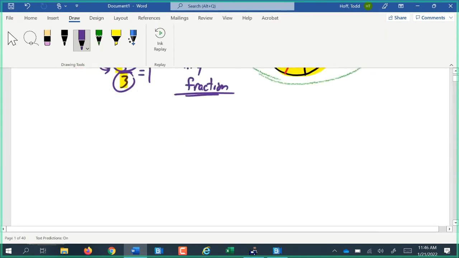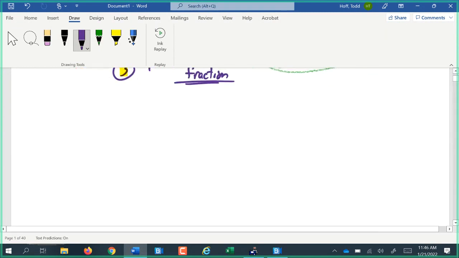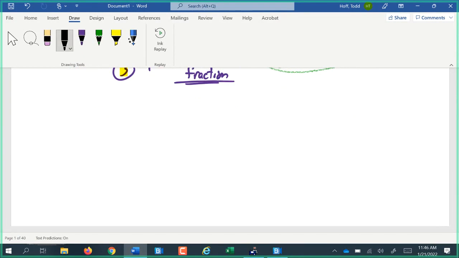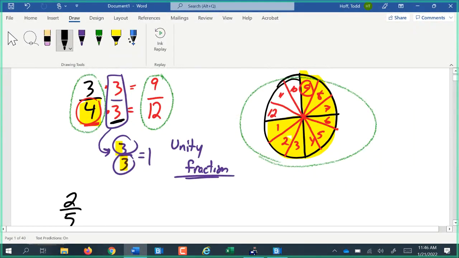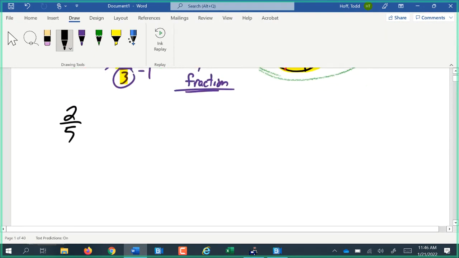So this worked because a unity fraction has a value of 1. So when we multiply or divide anything by 1, it keeps the same value. Here, I just picked the number 3 to multiply by. But normally, we have a set denominator that we want to go to, and we need to figure out what to multiply by. So let's say we need the denominator to be 35ths.